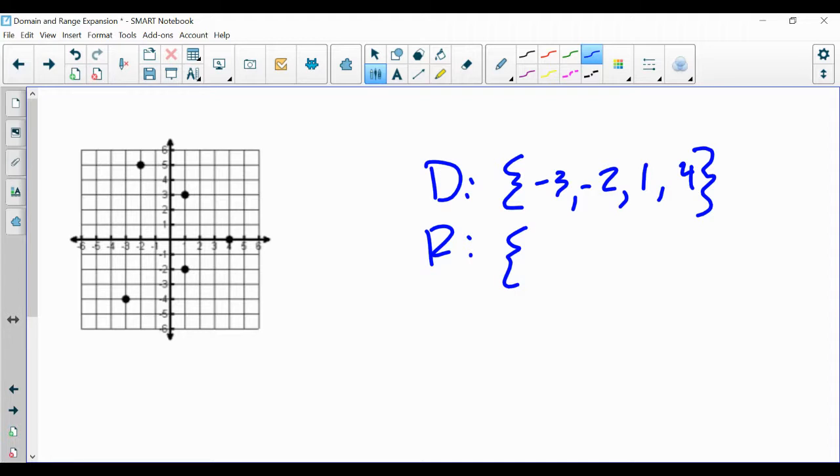When you look at the range, you're still going to start from the bottom and work your way up. This graph never exists at anything down here in negative infinity or thereabouts. It does exist at a y value of -4, of -2, of 0, 3, and 5. Those are the y values of these points, so those are the y values that are achieved by our graph.